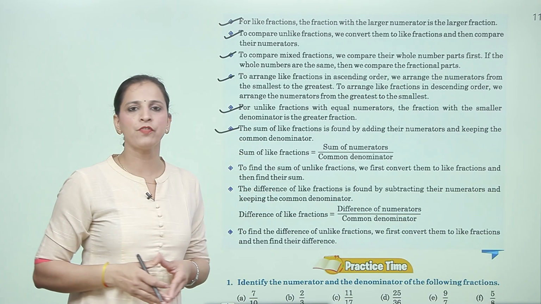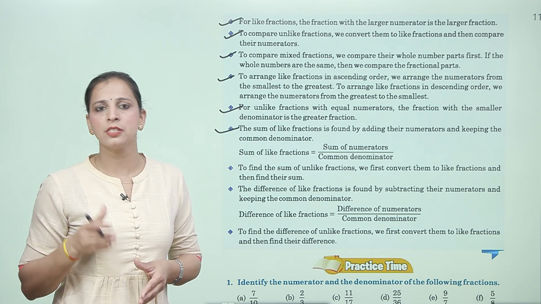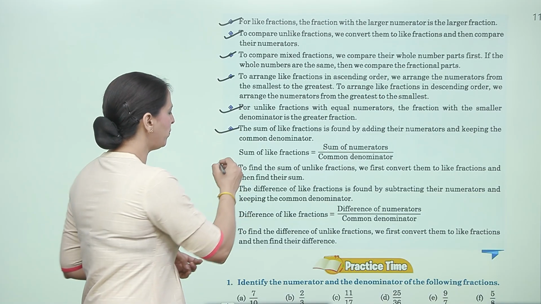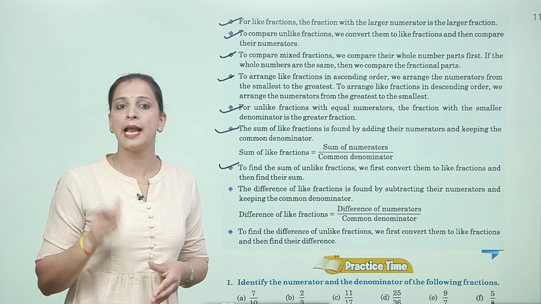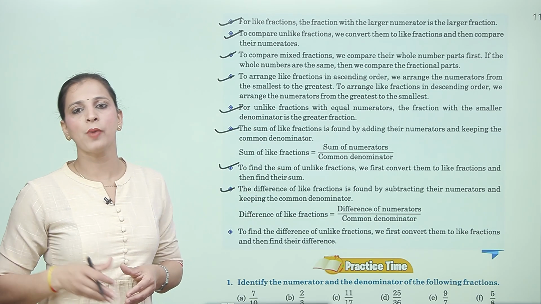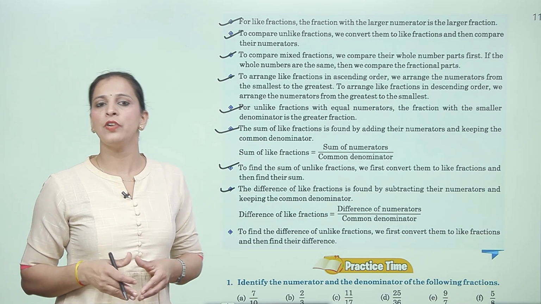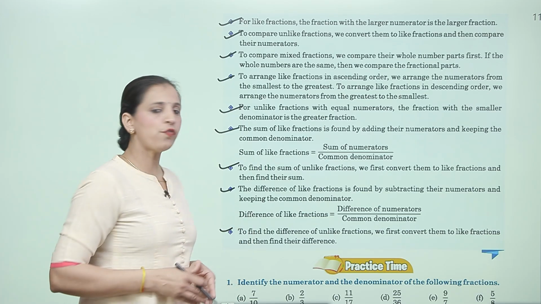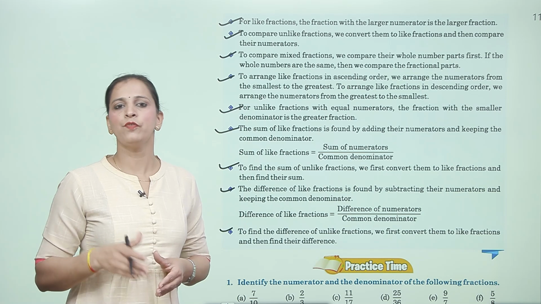Next, the sum of like fractions is found by adding their numerators and keeping the common denominator. Sum of like fractions is equal to sum of numerators upon common denominator. Next, to find the sum of unlike fractions, we first convert them to like fractions and then find their sum. Next, the difference of like fractions is found by subtracting their numerators and keeping the common denominator. Difference of like fractions is difference of numerators upon common denominator. Next, to find the difference of unlike fractions, we first convert them to like fractions and then find their difference.